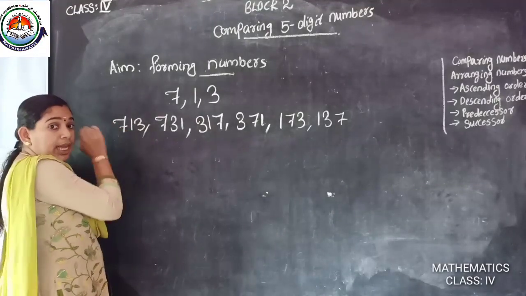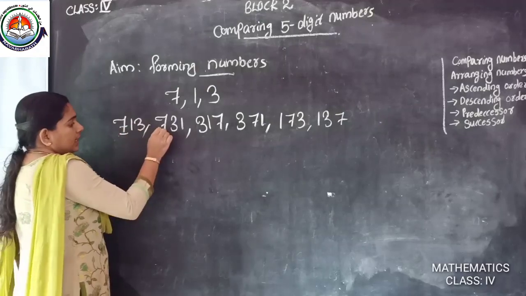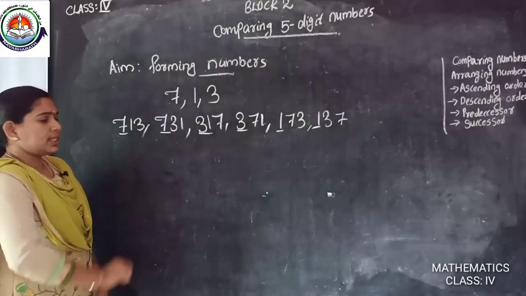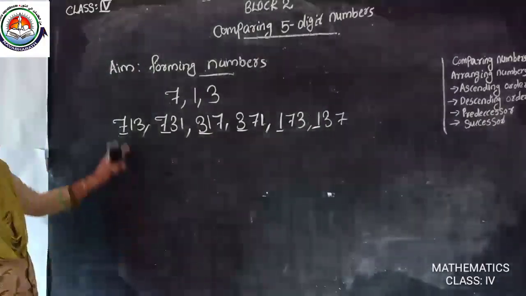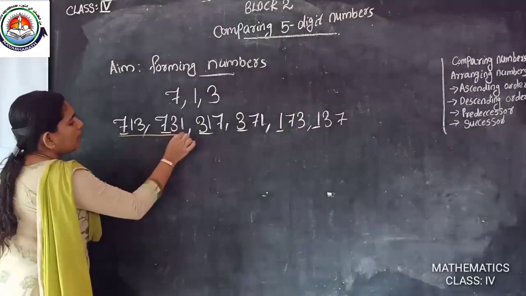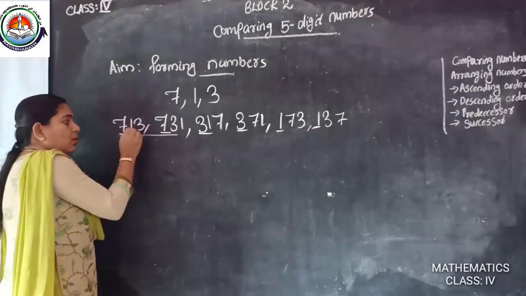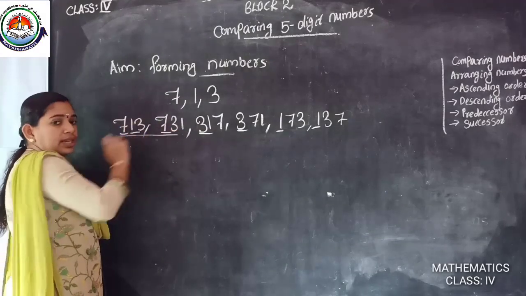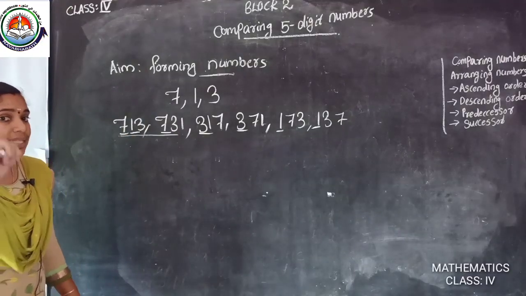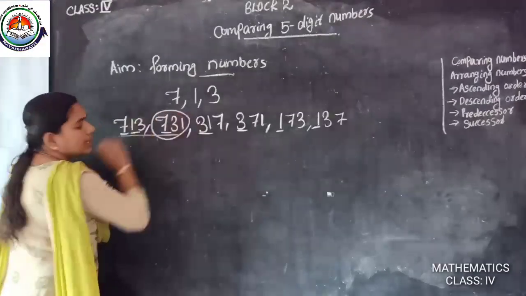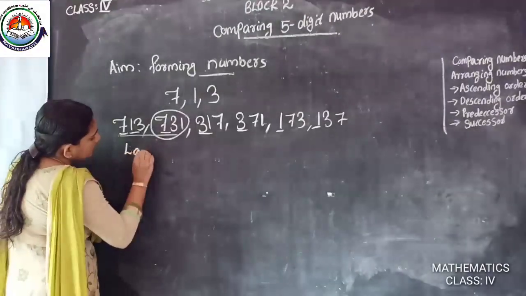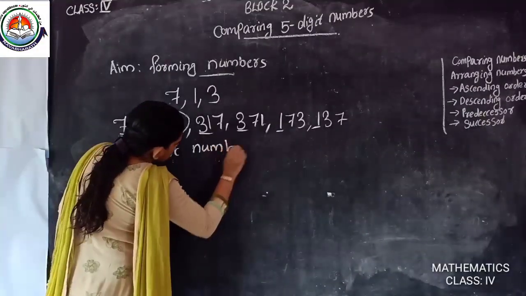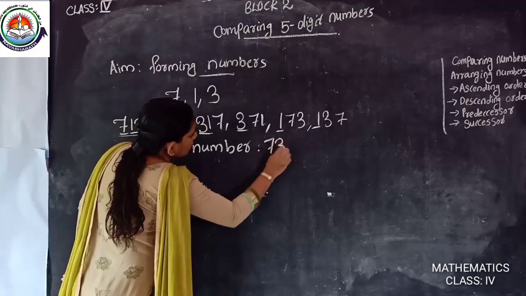So, which is the largest number here? First we check the highest place digit. Here 7, here 3, here 1. Which is largest? 7. So comparing these two first, the next place is the tens place. Here 1, here 3. Which is larger, 1 or 3? 3 is larger. So this is the largest number here. The largest number is 731.